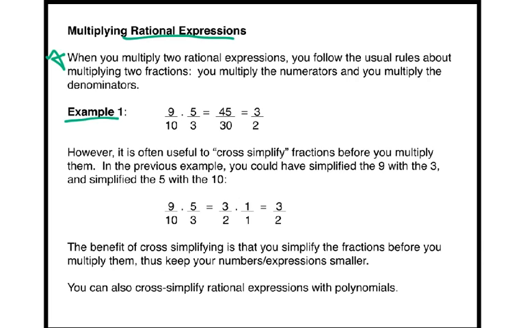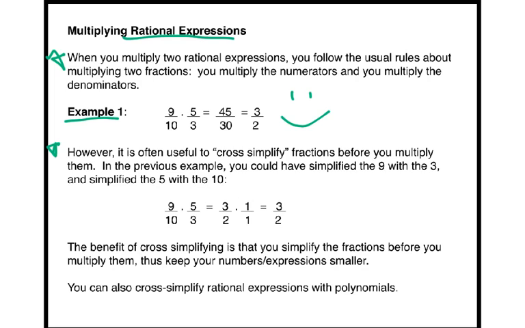For example, consider a normal multiplication of fractions situation. 9/10 times 5/3. You could multiply the numerators, 9 times 5 is 45, multiply the denominators, 10 times 3 is 30, and then simplify your final fraction, 45/30. They're both divisible by 15, so 45 divided by 15 is 3, and 30 divided by 15 is 2, and you've simplified your fraction. However, it is often useful to cross-simplify fractions before you multiply them.